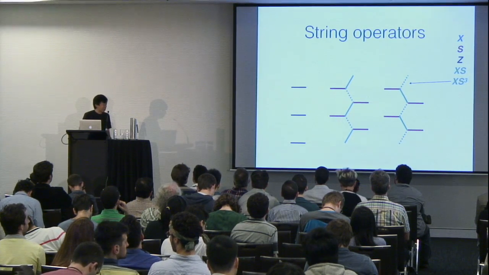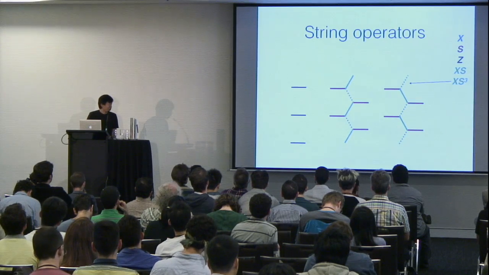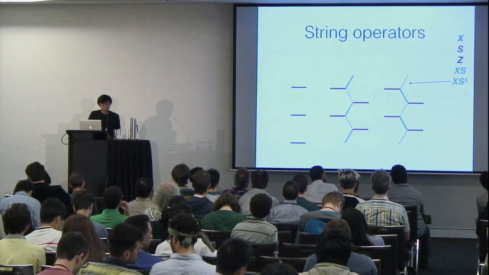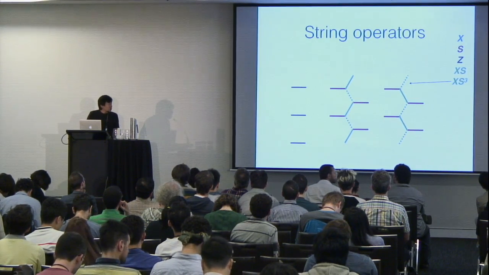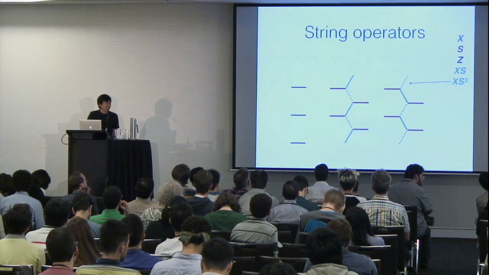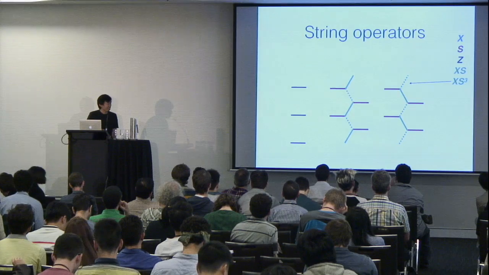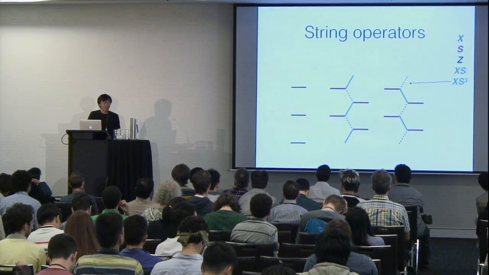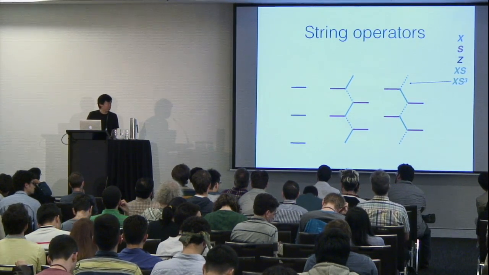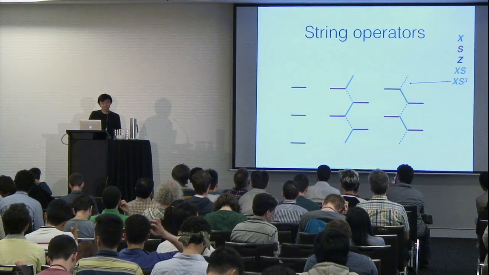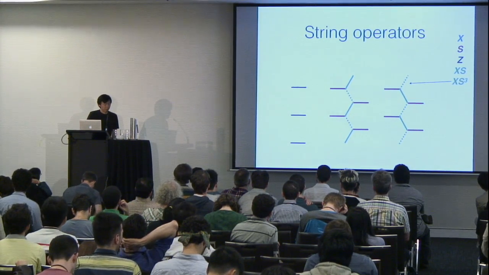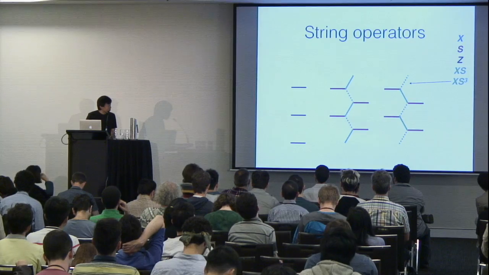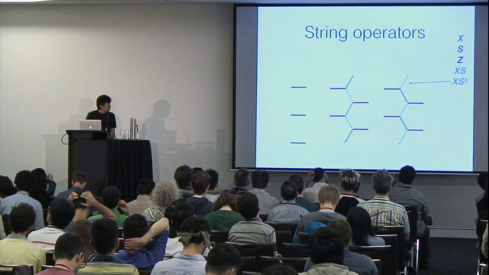The string operators are always something quite important in these topological models. They tell you some important properties of the topological model. For example, in the toric code, an immediate thing the string operator tells you is that if you put the toric code on a torus, you would have a degeneracy, because the string operators don't commute with each other, and this can only happen if there's degeneracy.